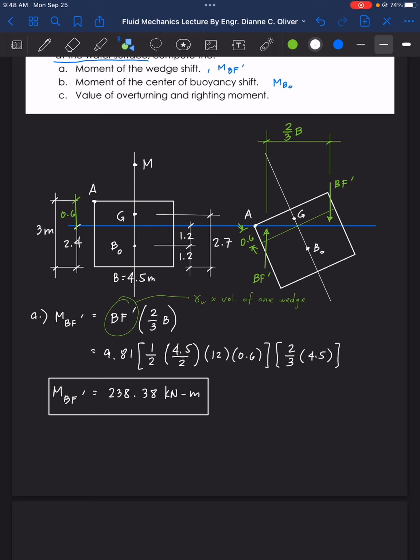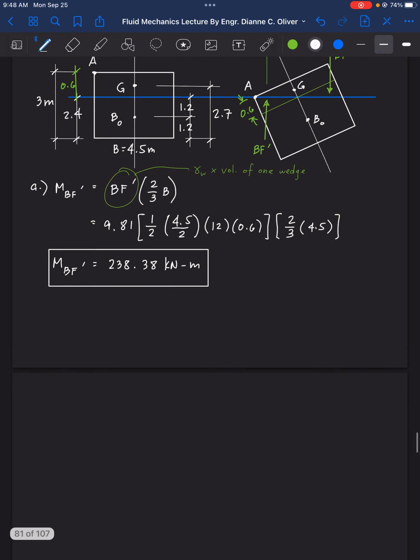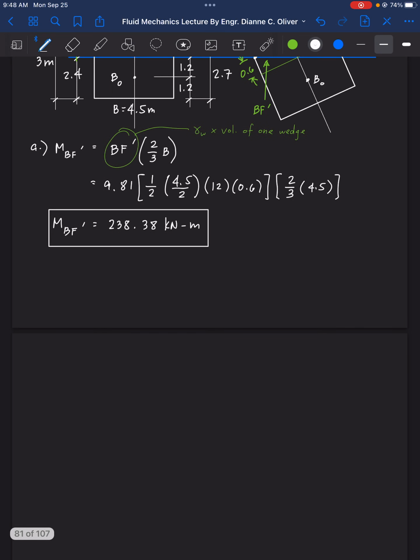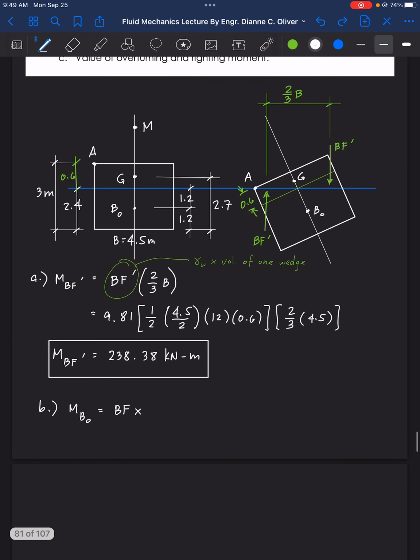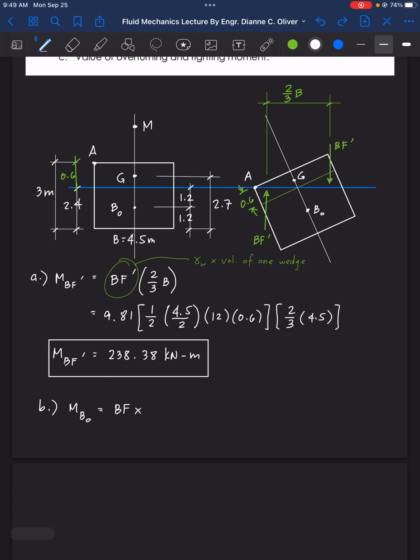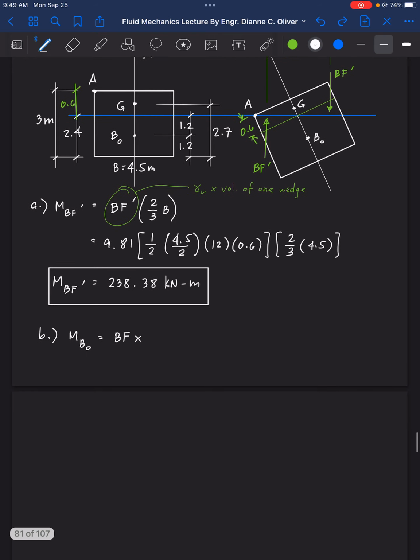That's for letter A. Letter B, moment of the center of buoyancy shift. So that is MBO. We're looking for MBO, and that is buoyant force times the X, the sidewise shifting. So we're going to look for the sidewise shifting first. Now where is it? Let's solve for GBO first.